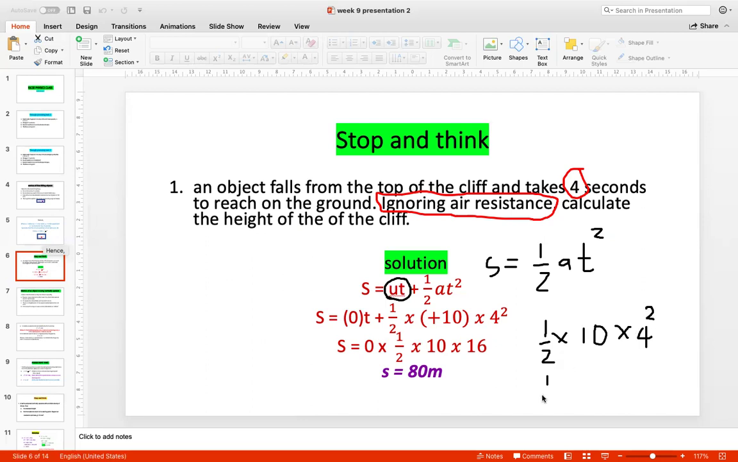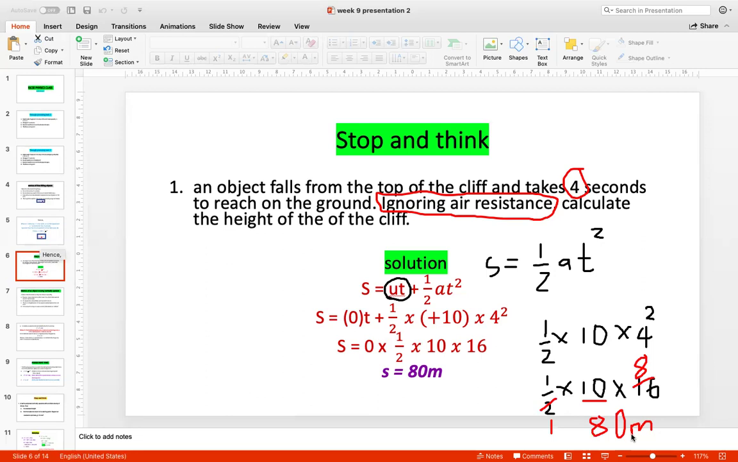So when you have 1/2 multiplied by 10, multiplied by 4 squared, which gives us 16, here we can now divide 2 and 16. So 2 there gives us 1, 2 there gives us an 8, and this is the 8 that we're multiplying with 10, and the answer will be 80 meters. So this object was highly positioned, about 80 meters. That's why it took 4 seconds.